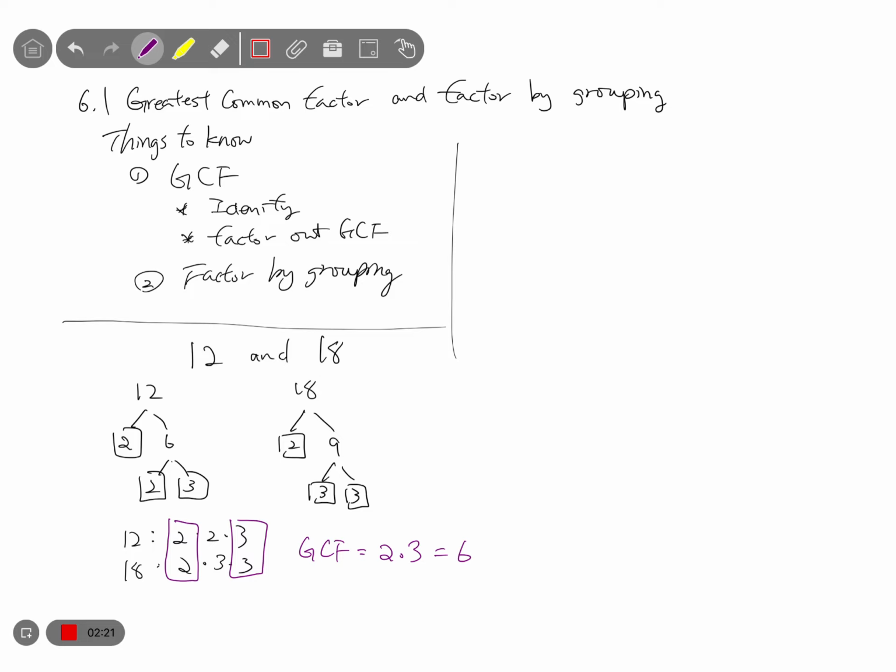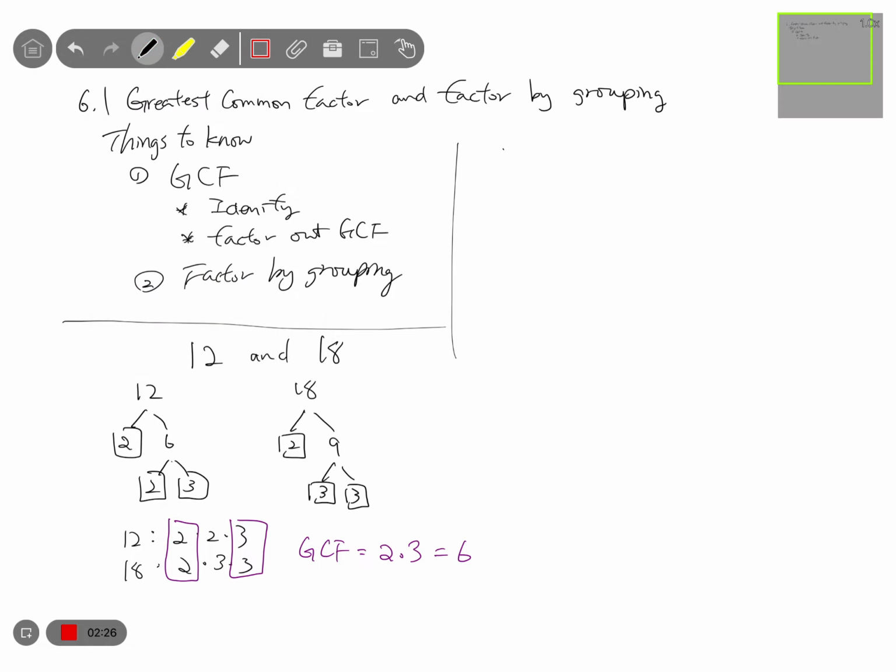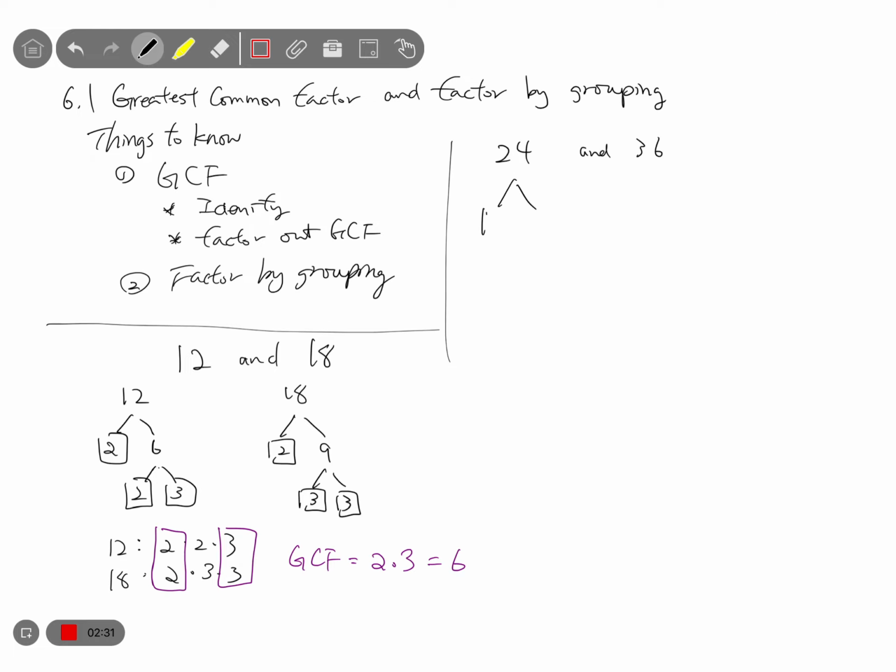Okay, and the same idea, next problem for 24 and 36. Same thing, right? Which two numbers multiply to give you 24? We know it's 2 times 12. And 12 I know is 2 times 6. And 6 we know is 2 times 3 from before. So 24 is 2 times 2 times 2 times 3.